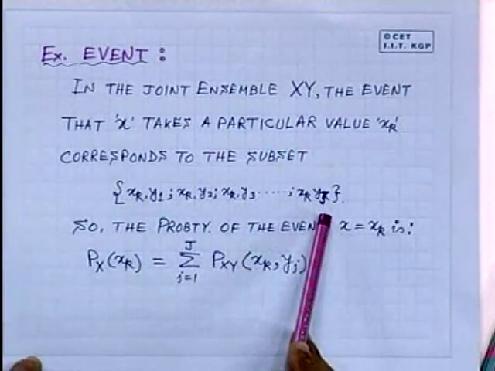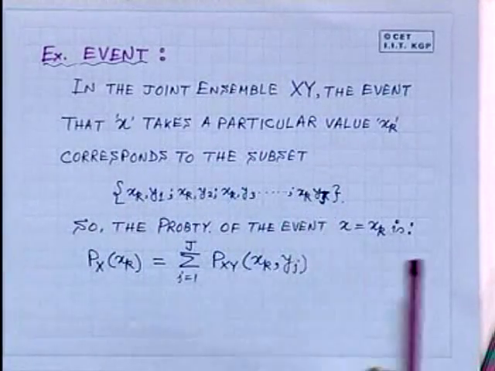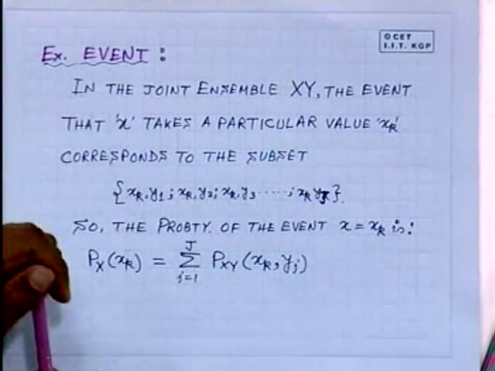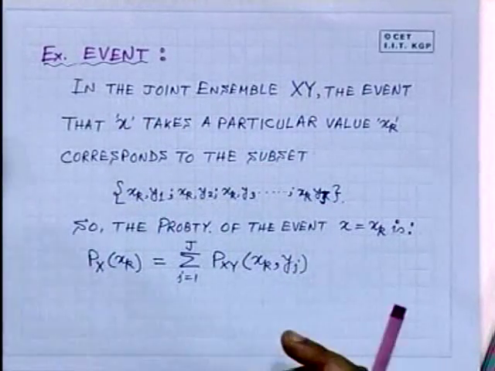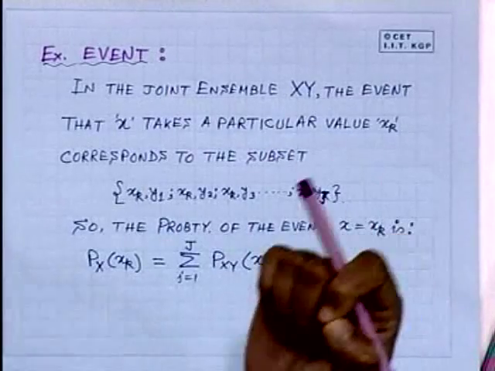Now, if I ask over a joint experiment like x and y, what is the probability of the event x equal to xk? You can tell me that probability. The event specifically, small x equal to xk, is my point of interest. I want to know the probability that small x is equal to xk, that is, the outcome of the first experiment assumes the value xk.